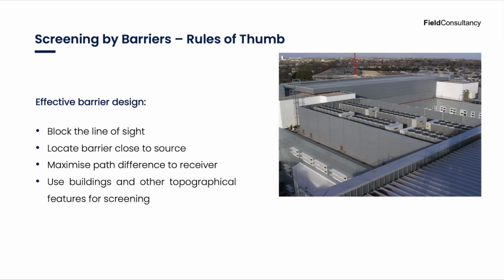So just to summarize, the rules of thumb for screening by barriers: for effective barrier design, you need to block the line of sight, locate the barrier close to the source, maximize the path difference to the receiver location, and use other buildings and other topographical features for screening. In that case, you might not need to include a barrier if you have other buildings in between that can act as barriers for you.